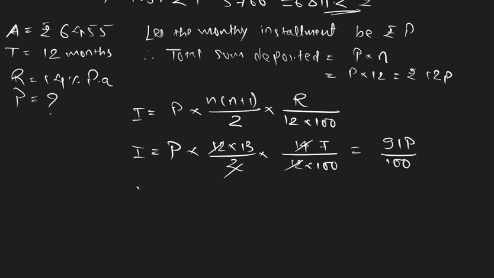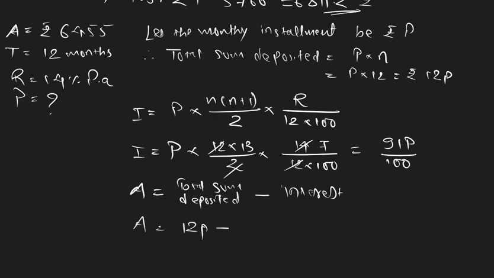Now you remember the formula for amount. The amount is total sum deposited minus interest, right? So amount is total sum deposited. How much was the total sum deposited? Total sum deposited was 12P. We just got it over here. So 12P minus interest. Interest, we found 91P by 100. Okay, we'll take LCM and simplify this further.